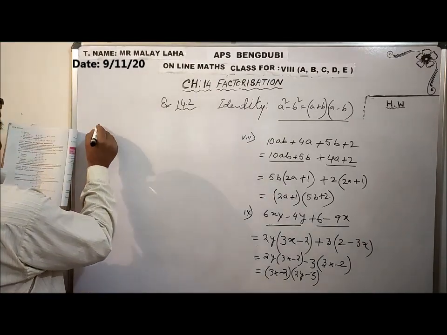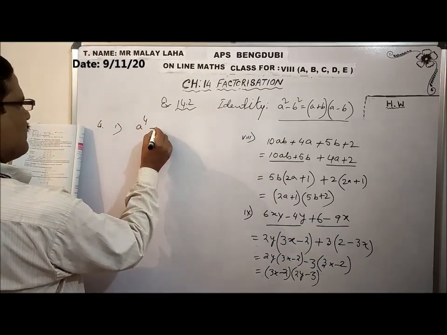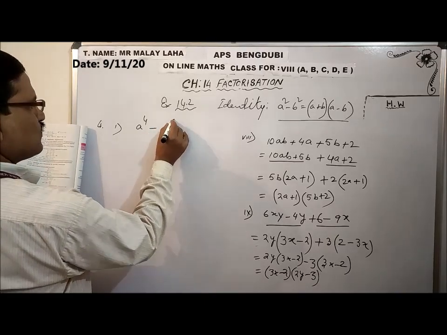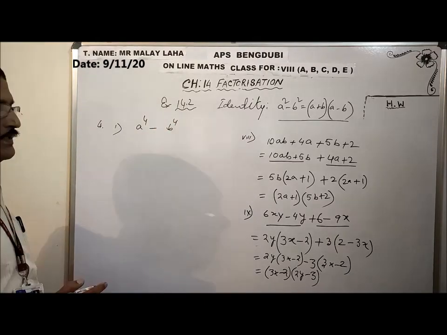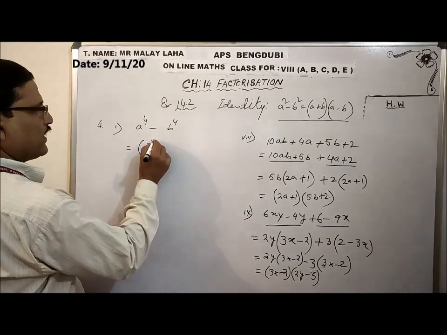Okay. Question number 4, 1: a raised to 4 minus b raised to 4. The power is big. So you know the exponential form, a raised to square.